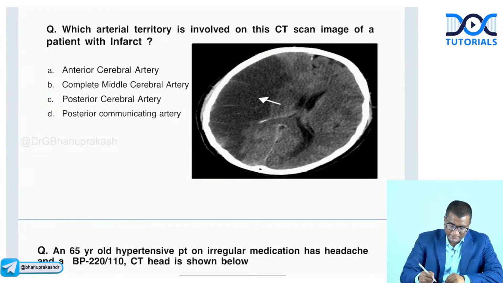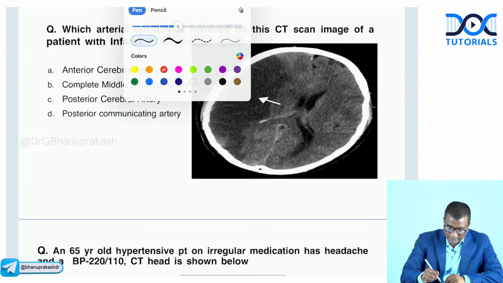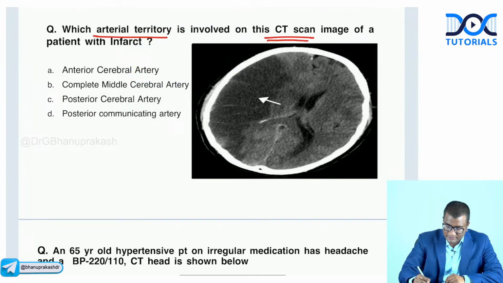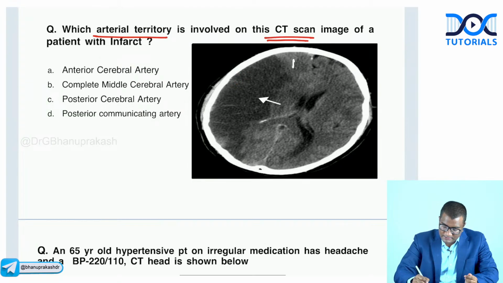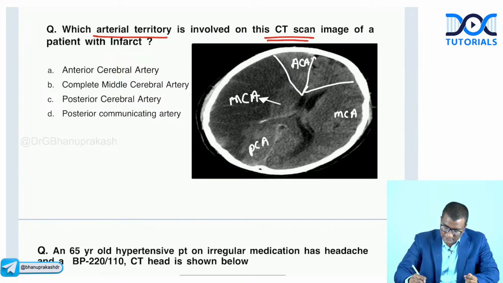Okay. So please let me know on this question, which arterial territory is involved on this CT scan image. Is it ACA, MCA, PCA, or posterior communicating artery? If you look at the CT scan image, this is the ACA territory, right? This is the MCA territory. This is the PCA territory.